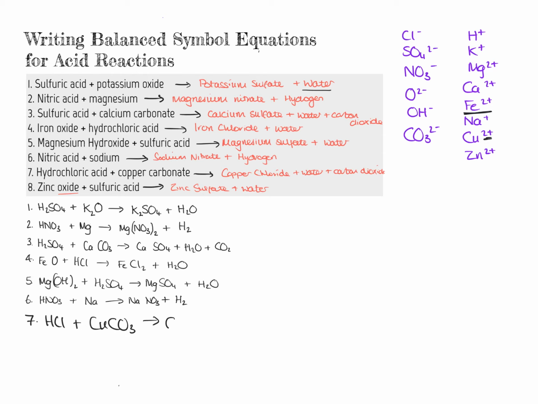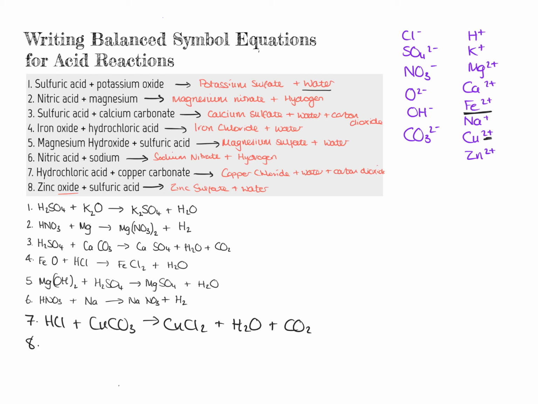Makes copper chloride, so Cu we know is a 2+ ion, and Cl, chloride, is a 1- ion. This doesn't quite work out. We're going to need 2 chlorides to balance out our charges, so we'll put a little 2 here, and now it balances so we can get rid of our working. Okay, plus water, which is H2O, plus carbon dioxide, which is CO2.